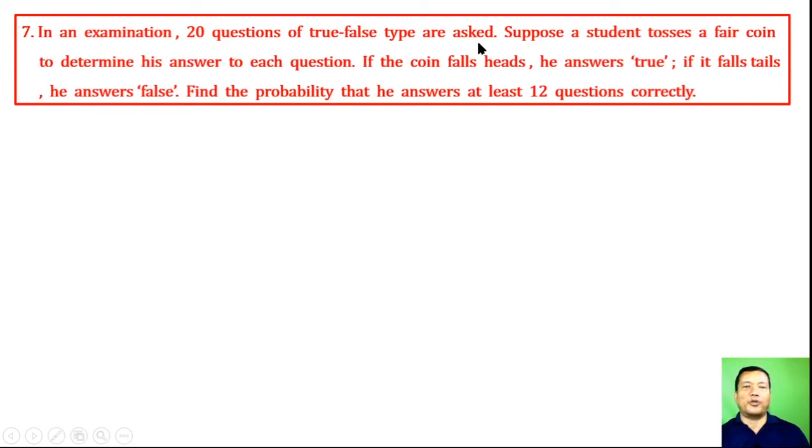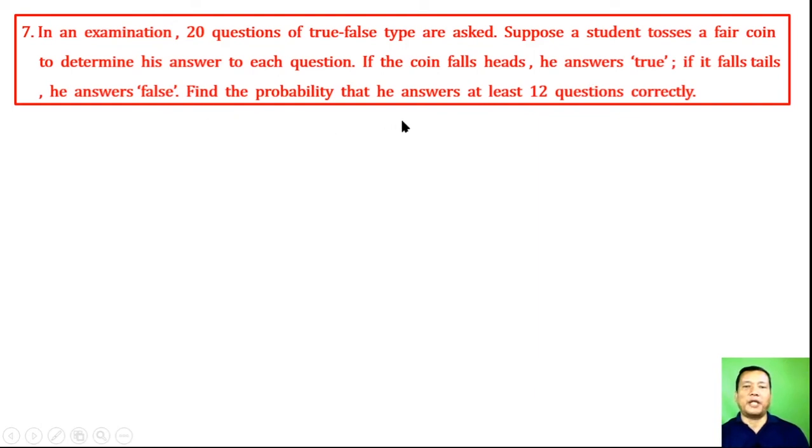For question number 7, in an examination, 20 questions of true-false type are asked. Suppose a student tosses a fair coin to determine his answer to each question. If the coin falls head, he answers true. If it falls tail, he answers false.